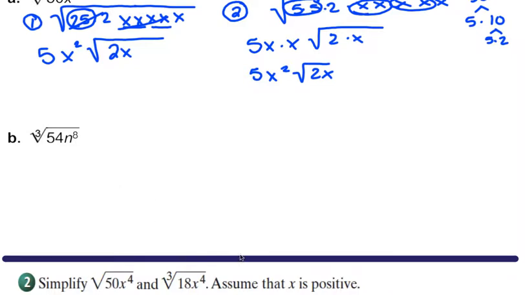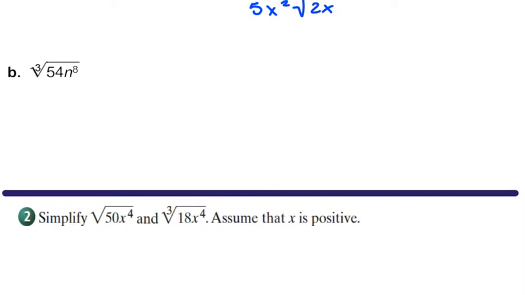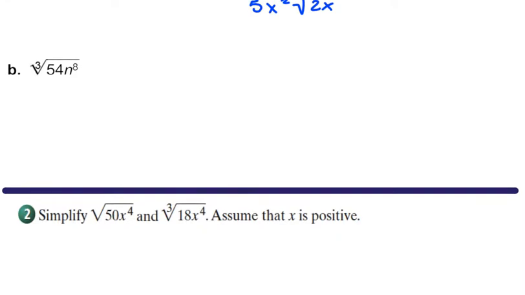Okay, let's go ahead and take a look at B. Cubic root of 54 into the 8th. Now, because this one tended to be a better received method, I am going to use that prime factorization. I know 54 is the same as 6 times 9. This is 3 times 2, and this one is 3 times 3. I can't break anything else down, so now I'm going to go ahead and put it underneath the radical.